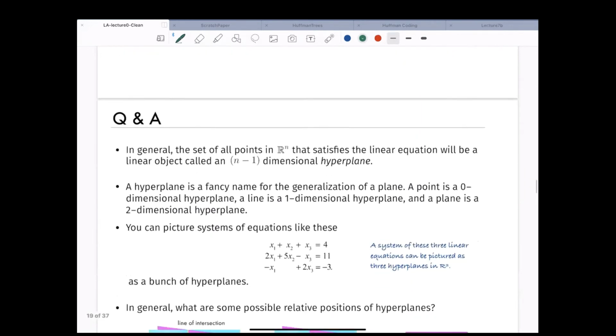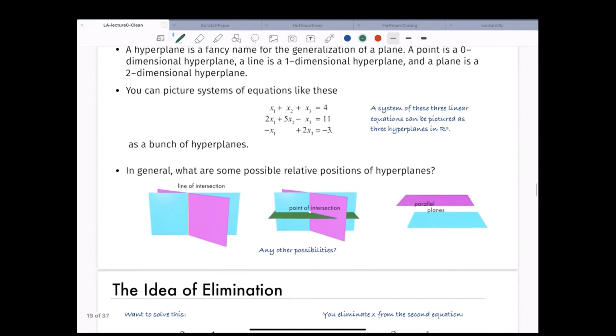And here's why, just loosely put. Let's take the first two of these. Those are planes in the 3-dimensional space. Those planes could be parallel in an unlikely case. It all depends on these coefficients, exactly which planes these are. But in general, 2 planes in the 3-dimensional space will intersect along this line here. So there will be a line that's the intersection.